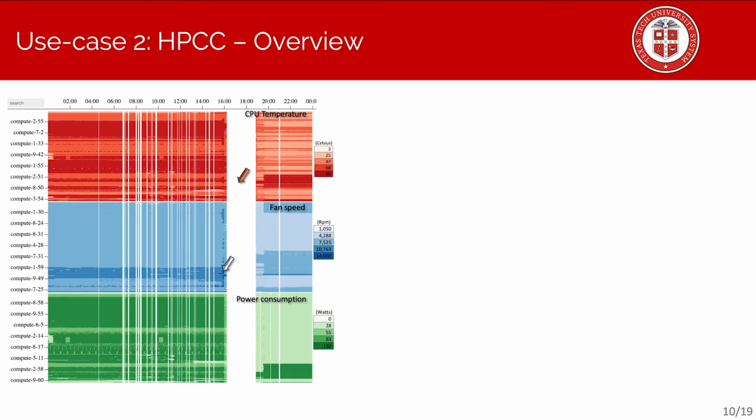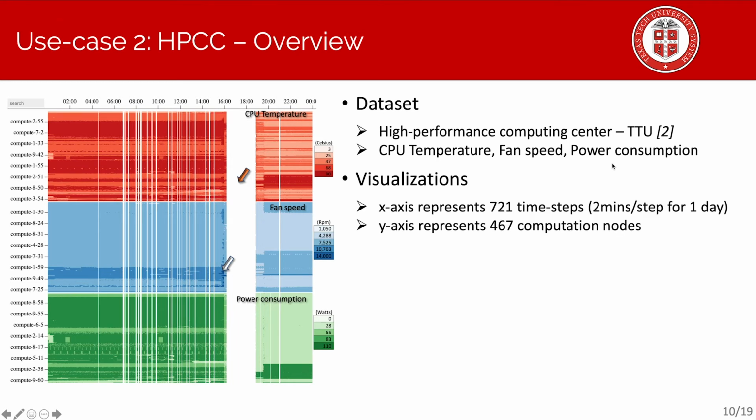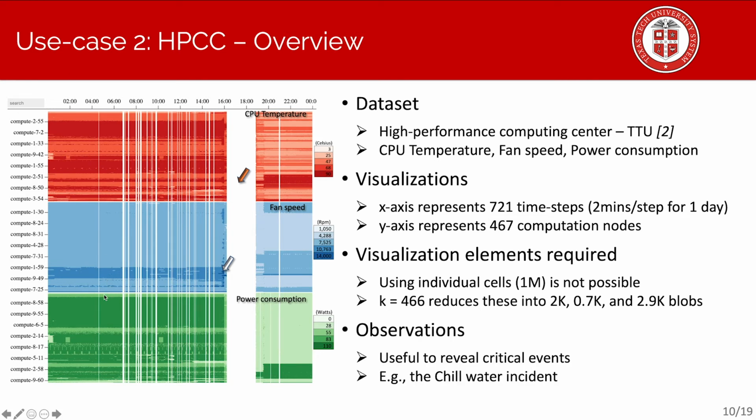The second use case is we applied it to high-performance computing centers, and the variables are CPU temperatures, fan speed, and power consumption. The x-axis represents 721 time steps for one day, and the y-axis represents 467 computation nodes in this center. The visualization elements required, if we use individual cells, is about 1 million cells. And if we use k equal to 466, then it has to render 2,000, 7,000, and 2,900 blobs correspondingly. And this is useful to reveal critical events in data with a large amount of data.